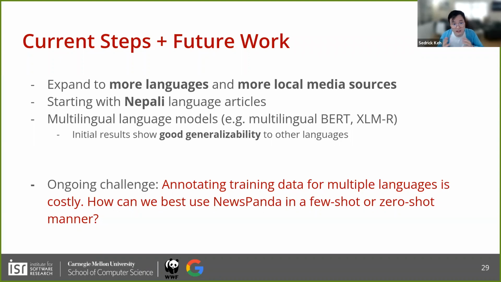And to that end, we're looking at multilingual language models such as multilingual BERT and XLMR, and our initial results show good generalizability to other languages. An ongoing challenge that we're currently facing is, now that we have this English NewsPanda model, how do we expand it in a few shot or a zero shot manner to work on other languages? So that's something that we're working on, something that we're really excited about.